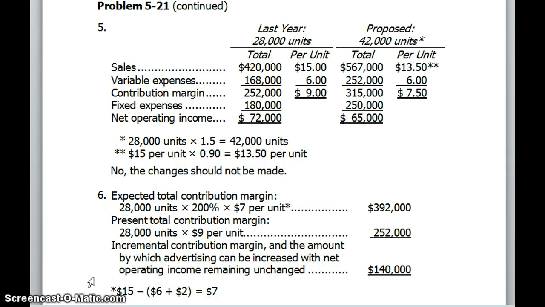At 42,000 units, that gives us a contribution margin of $315,000. From that, we subtract our fixed cost of $250,000. We end up with net operating income of $65,000. As a result, this change should not be made. As you can see, net operating income decreased from $72,000 down to $65,000. This concludes our discussion of problem 5-21, as well as our homework for last week's session.